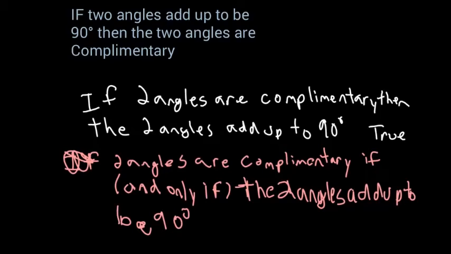What makes it biconditional is that the original is true and the converse is true. And when we write our biconditional statement, you have to make sure you have this if and only if. That's what makes it biconditional.